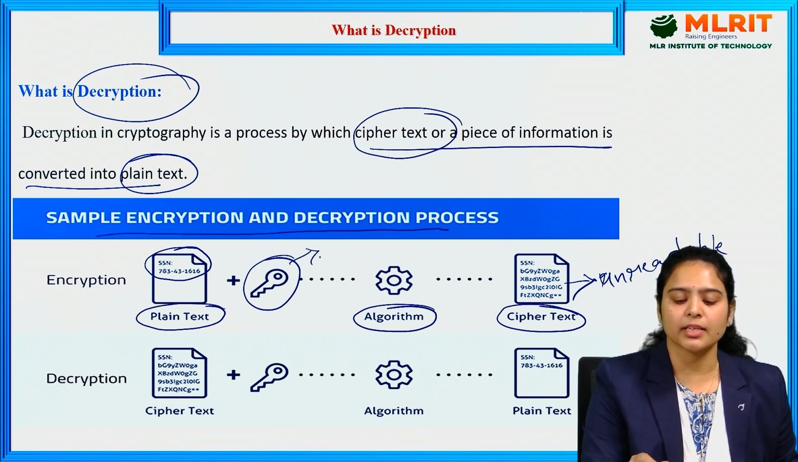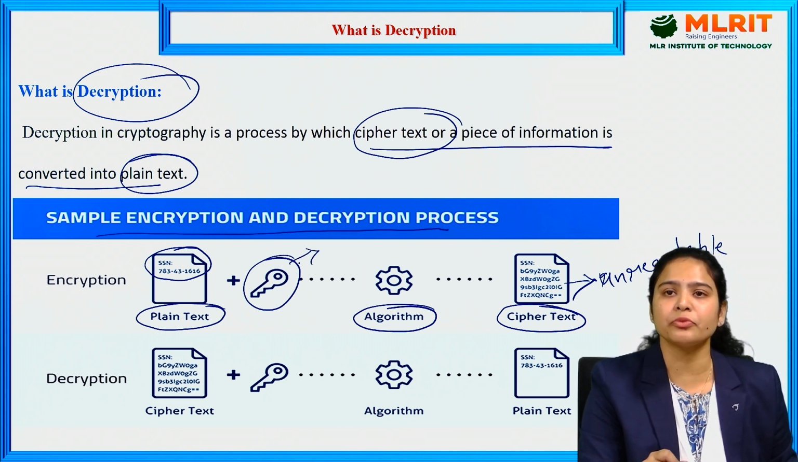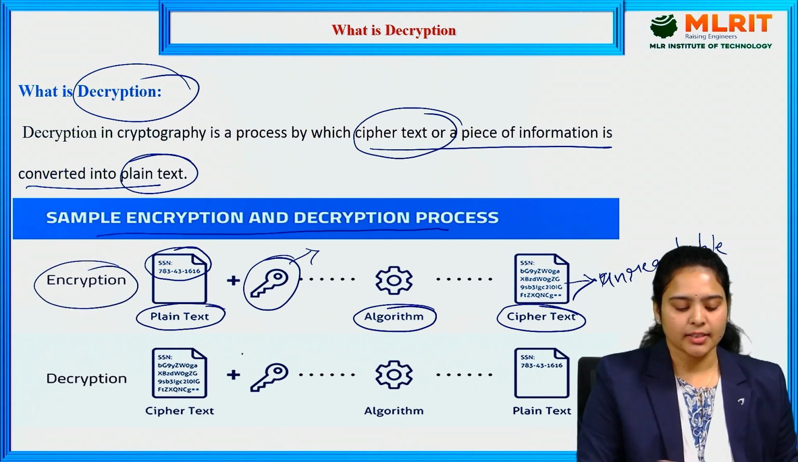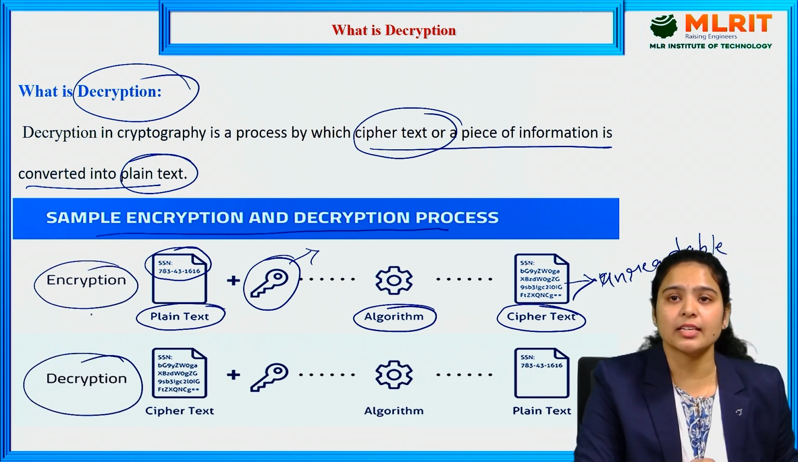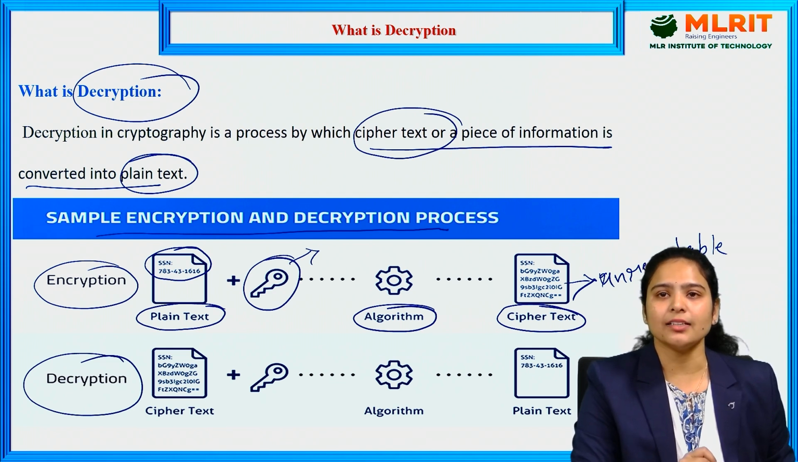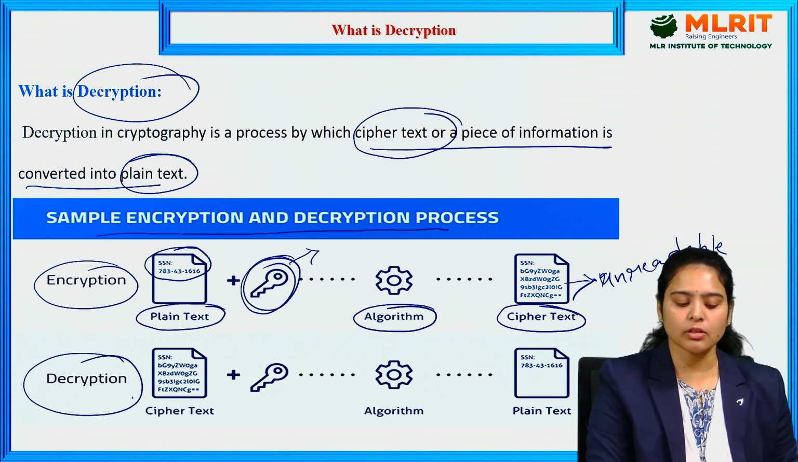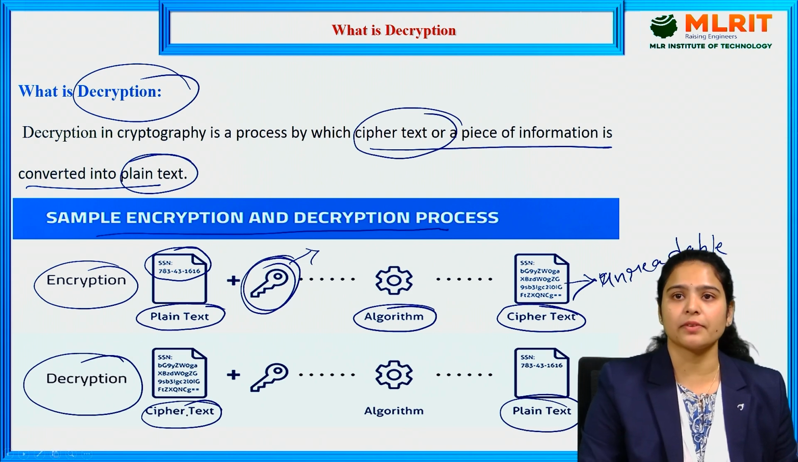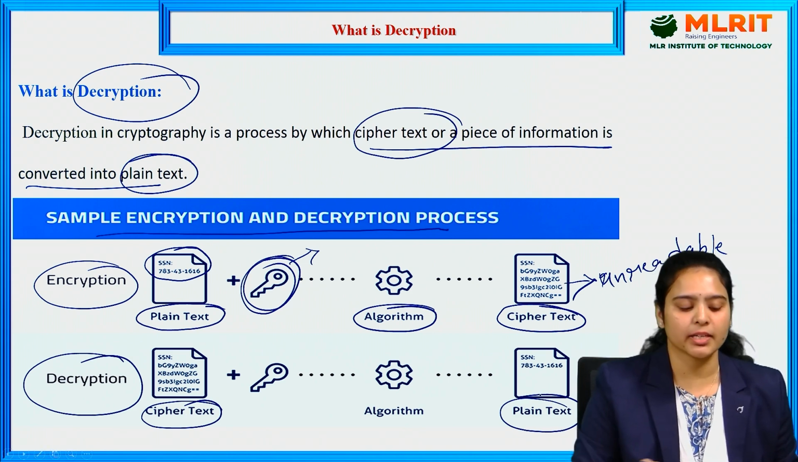Key is nothing but a secret piece of information which is related to both encryption and decryption. A secret piece of information which is used in the encryption and decryption process, that is nothing but a key. Decryption is nothing but converting ciphertext again into plain text. So conversion of ciphertext into plain text is decryption.